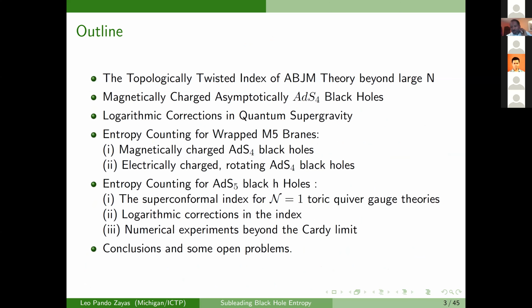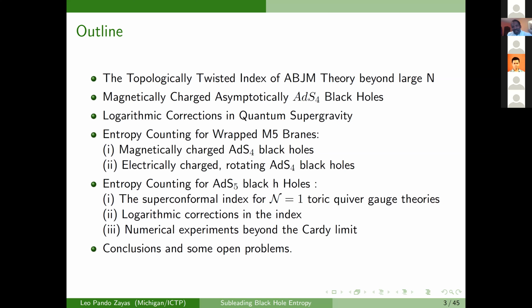So the outline of what I want to talk about today: first, as I said, I will unpack some of the phrases that were used, like the topologically twisted index of ABJM theory. I will then discuss briefly the magnetically charged black hole and how to compute the logarithmic corrections in quantum gravity.